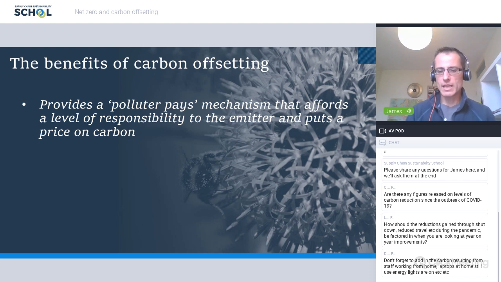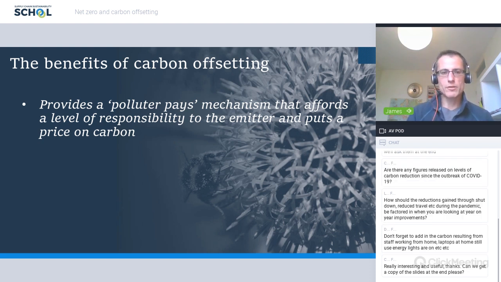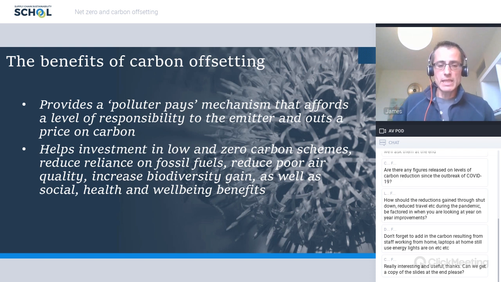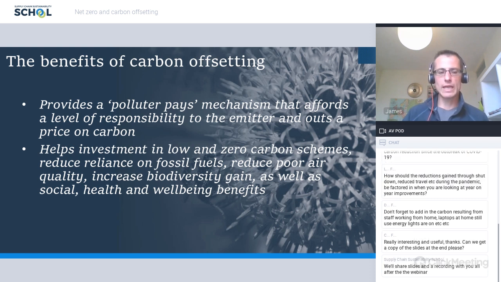Some of the benefits of carbon offsetting: it applies the polluter pays principle, and gives a level of responsibility to the emitter, gives them a reason to be responsible for what they're doing. It helps investment in some of those projects that elsewhere wouldn't otherwise have got the investment to go ahead. Some of these projects just wouldn't happen, and that's the business as usual, the additionality piece that I'm going to come on to in a minute. But it's not just about carbon. Many of these also lead to better air quality outcomes, improved social and health outcomes, employment, as well as biodiversity gains, improvements in nature and biodiversity. So it's not just about carbon.